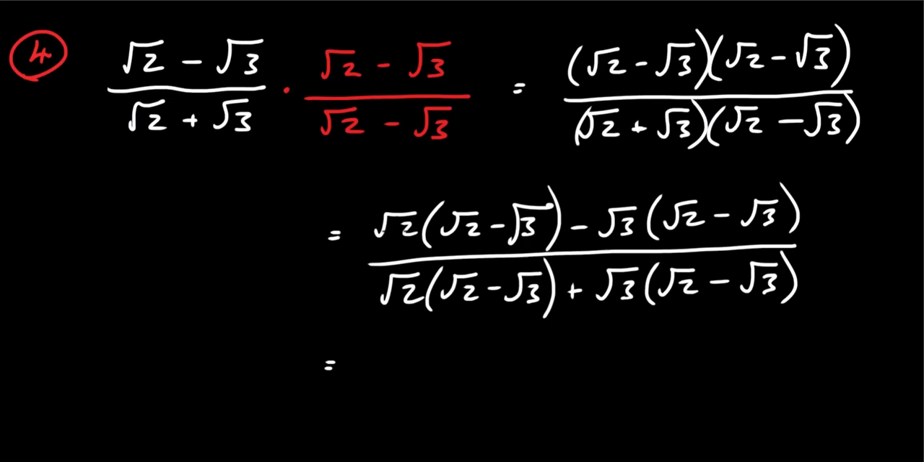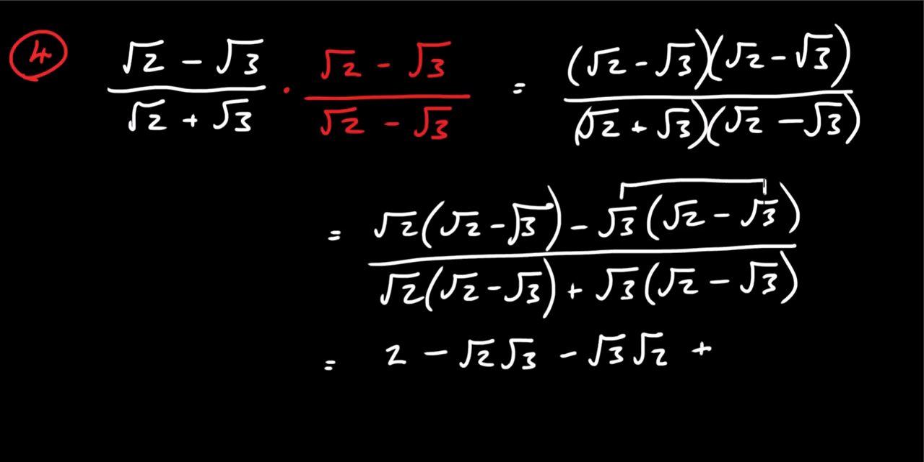So let's do that. The square root of 2 times the square root of 2 is just 2. Plus times minus is minus the square root of 2 times the square root of 3. I'm just going to write it down for the moment, and I'll go through what we need to do with that in a second. Now I'm going to do minus times plus, which is minus the square root of 3 times the square root of 2. Minus times minus is plus, and we've got the square root of 3 times the square root of 3, which is just 3.